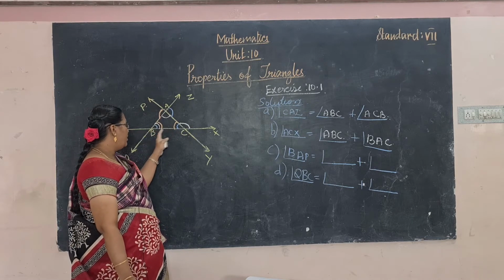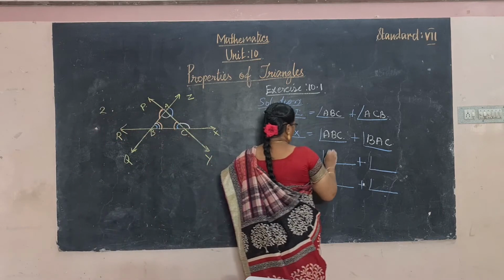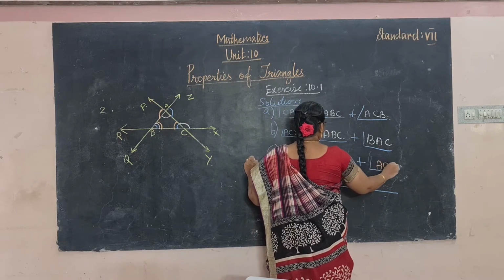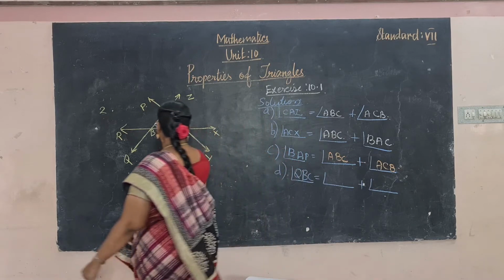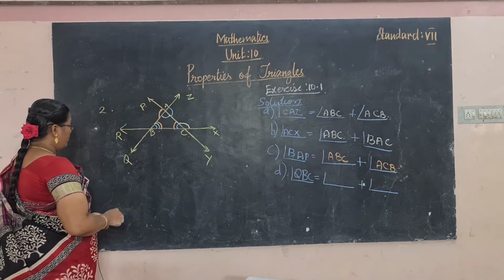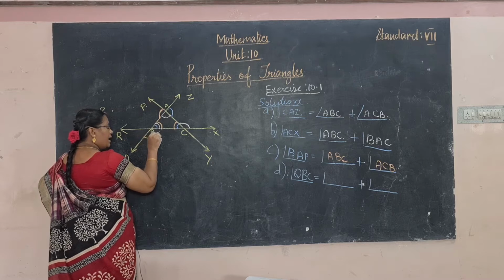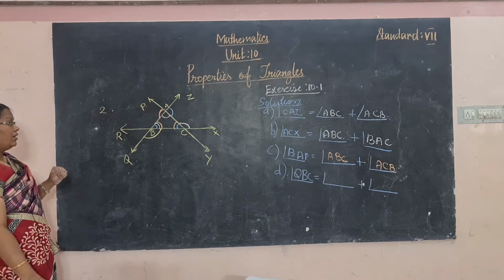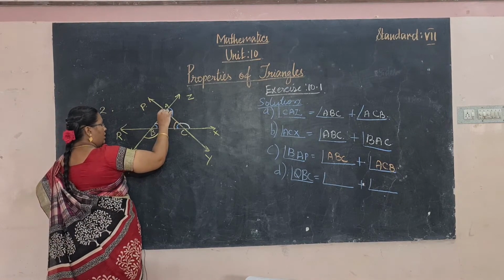What are they? ABC and ACB. And the next one, QBC. Where is Q? This one. QBC, so this is an exterior angle. So what are the interior opposite angles? These are.